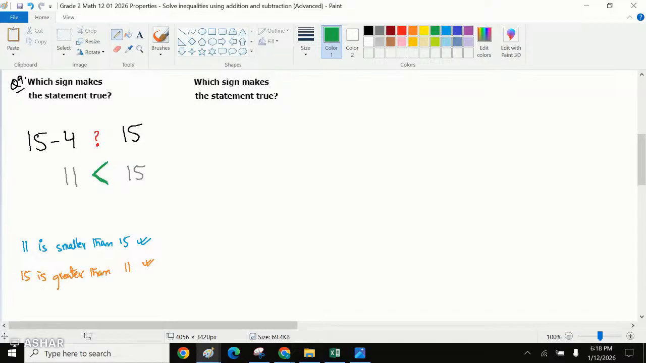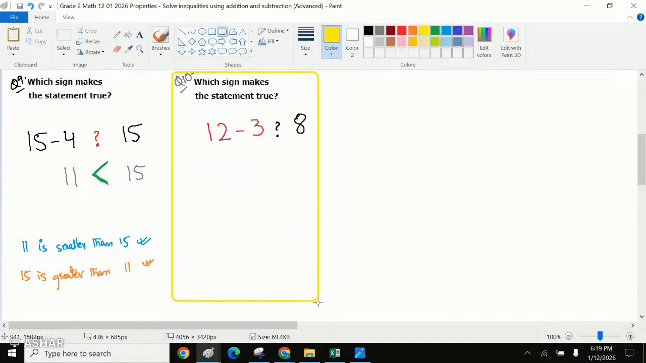For the next question, question number 10, let's look at the next question. The next question is 12 minus 3 and the missing sign with an 8. So what statement is true about this? What can we say is true about question number 10? Which sign can we use?